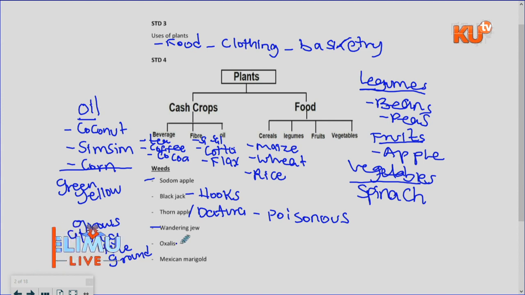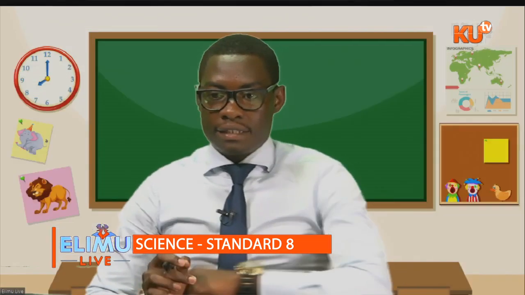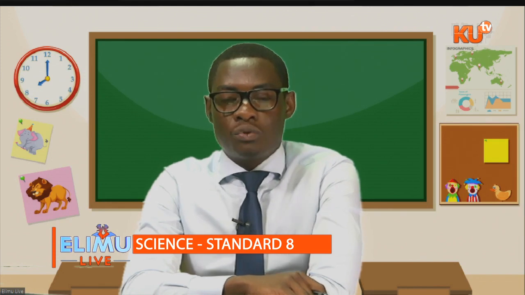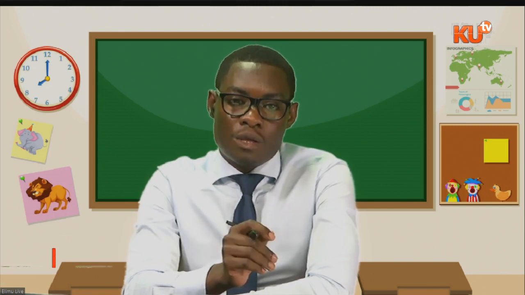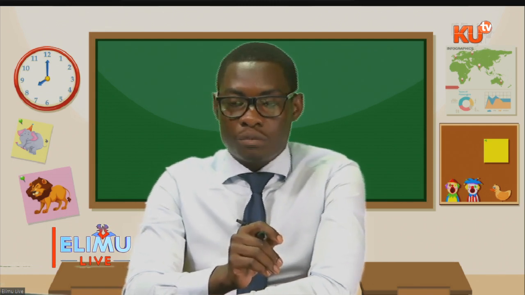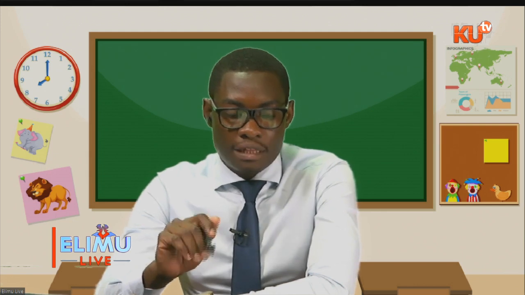We have oxalis, which is an edible weed. Mexican marigold is a weed that produces a smell. You are likely to be asked by an examiner this question. In science, questions do not come directly. Sometimes you have to apply. So you'll be told, a farmer noticed that after milking his cow, the milk had an unusual smell. Which one of the following weeds is likely to have been consumed by the animal? The right answer is Mexican marigold, because it produces a smell. Therefore, when taken by an animal like a cow, the milk will also have a smell.